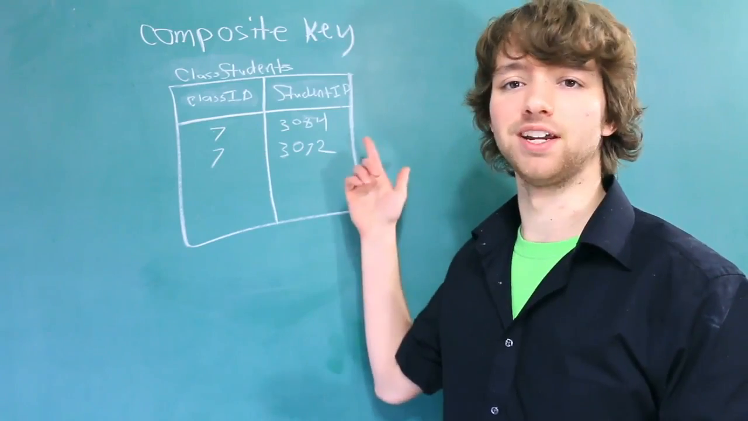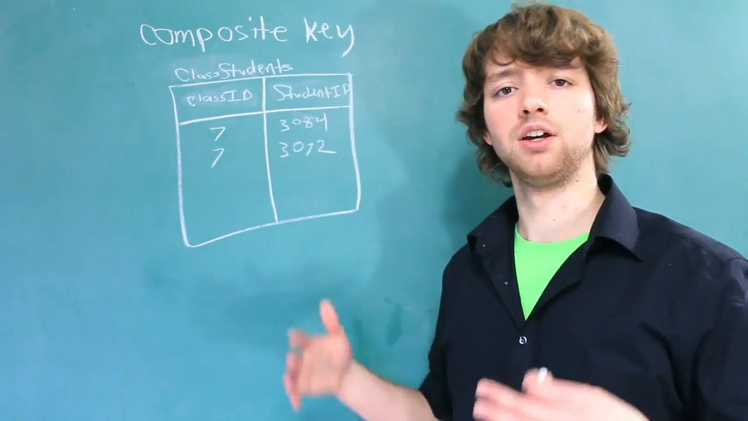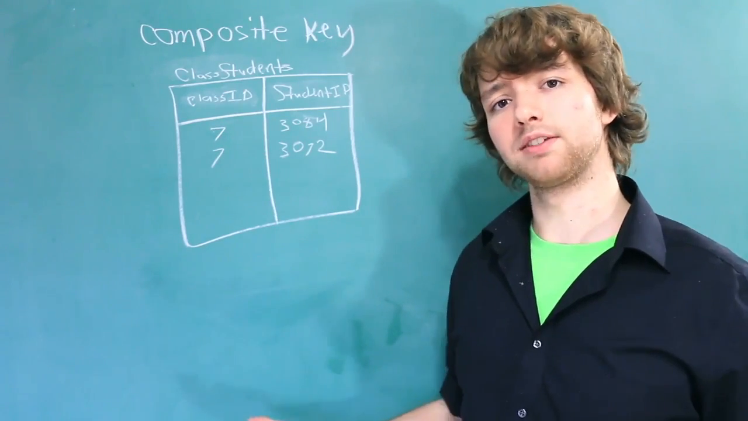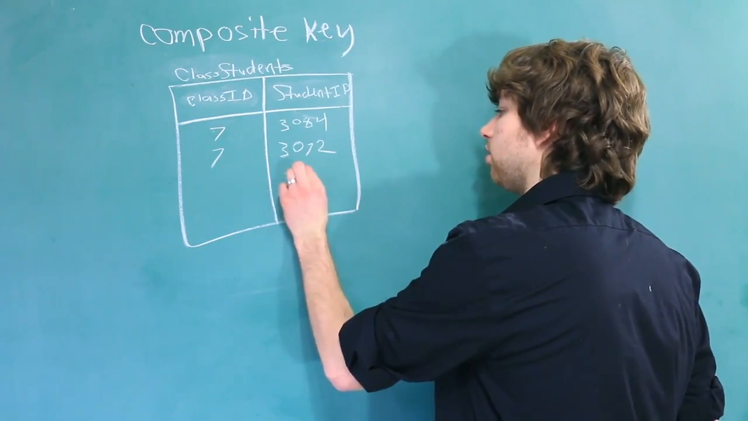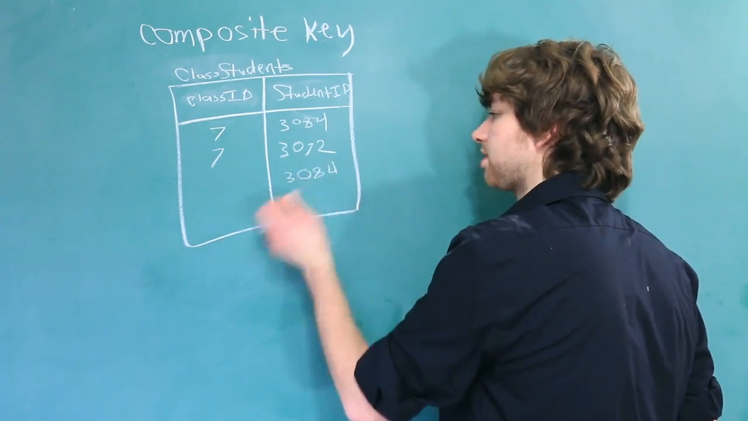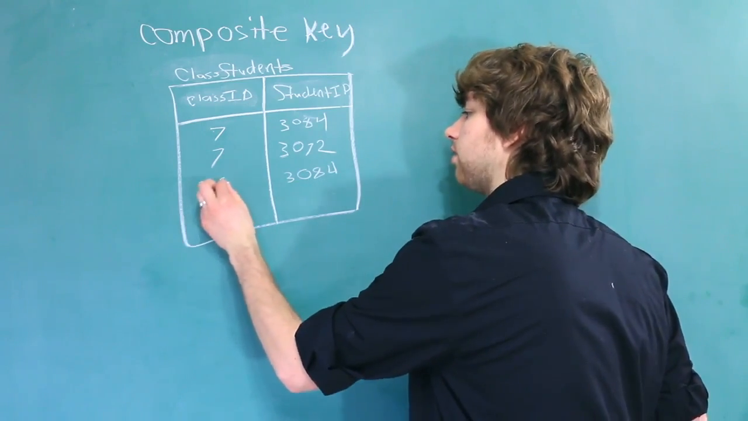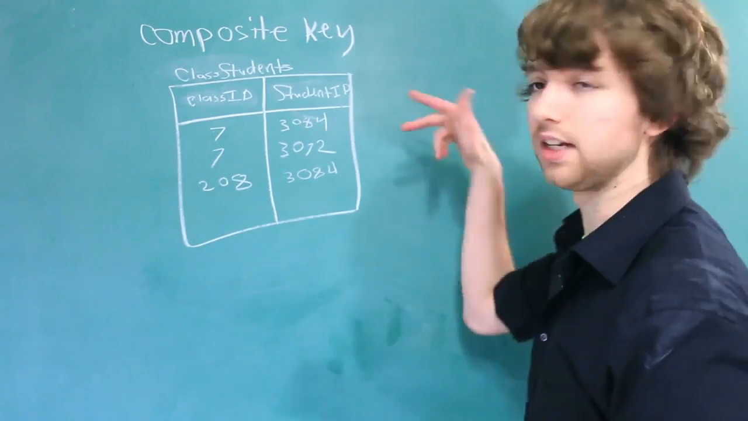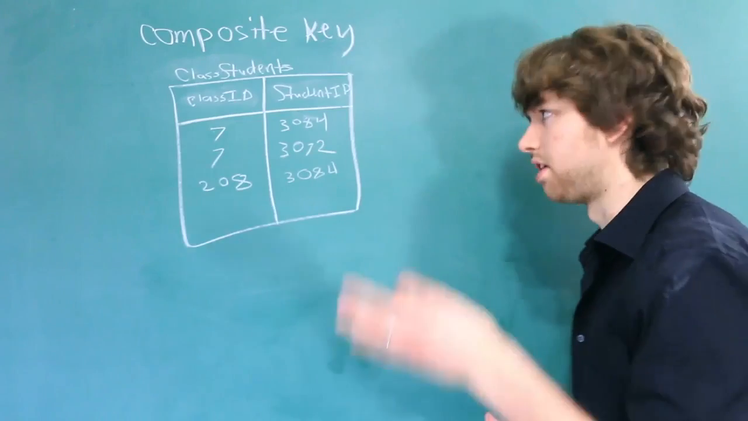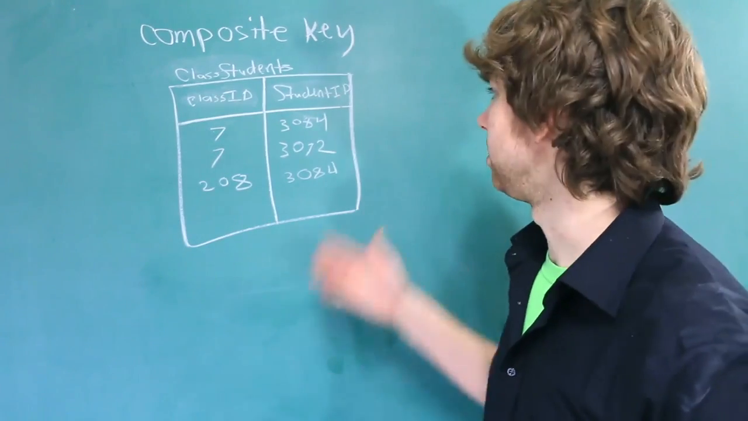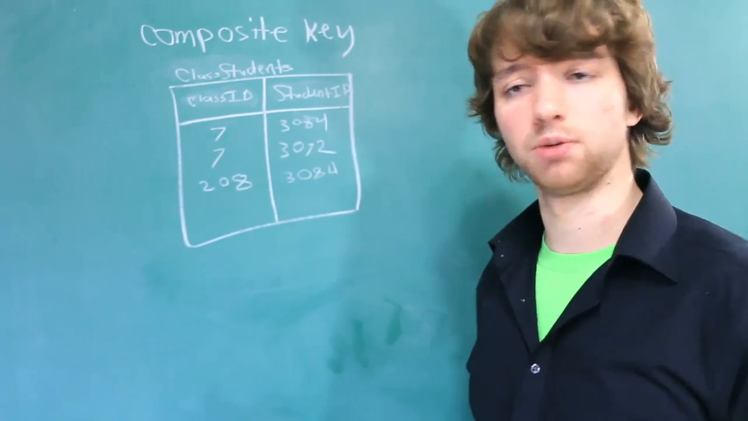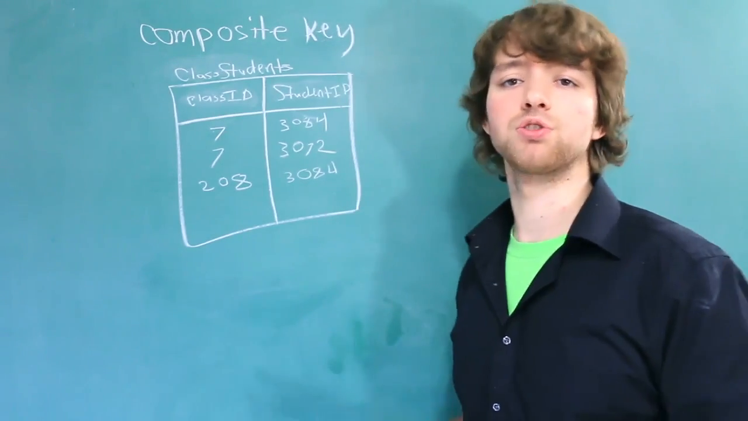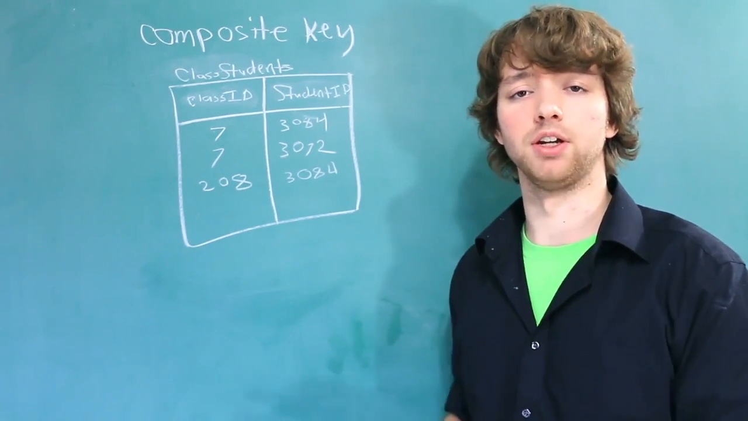So what about the student ID? Let's think about the same thing. Can a student take multiple classes? Yes. So that means we might have this student again, 3084, but this time taking a different class. Now we have repeating student IDs. So if I said, grab the row with the student ID of 3084, you wouldn't know which row to grab. So the student ID also will not qualify as the primary key.